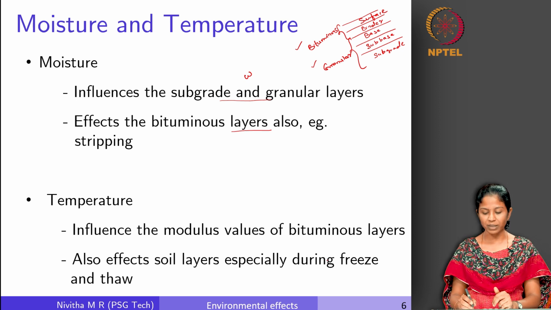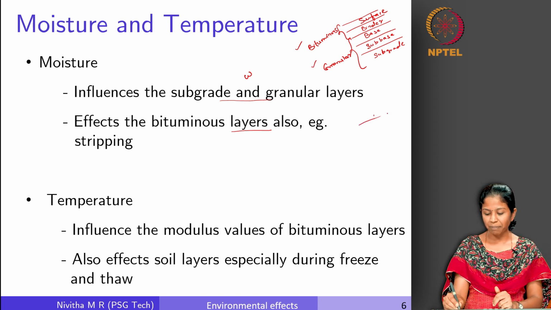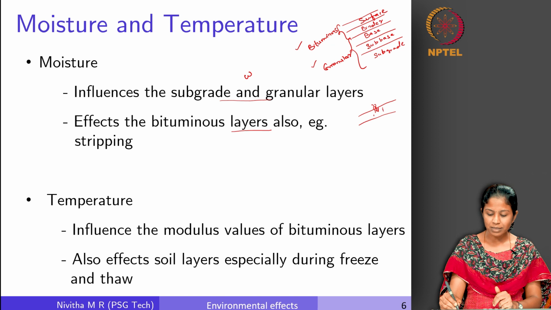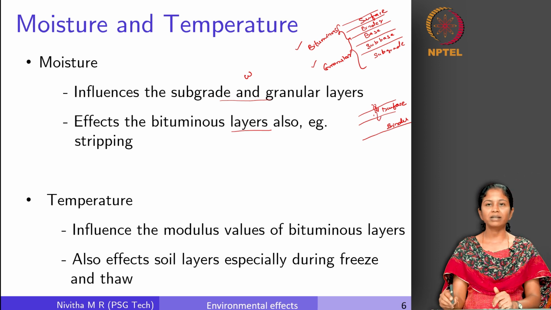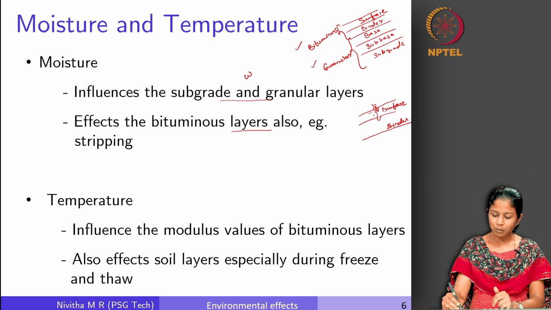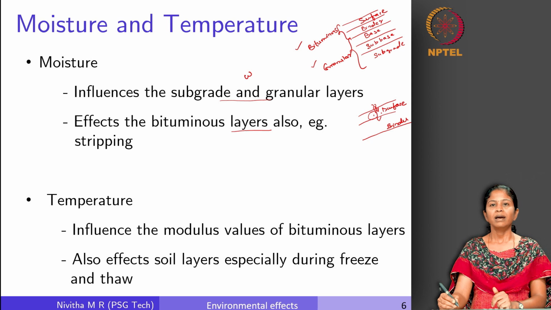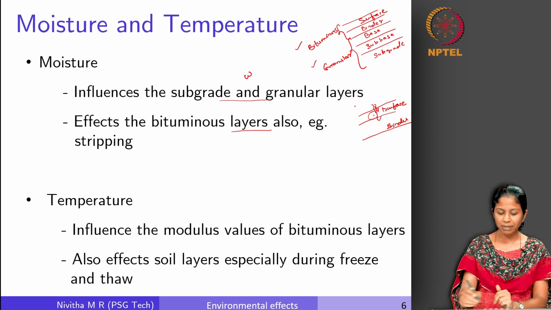What kind of influence? Once moisture enters into the pavement, let us say this is my surface irregularity, and water enters here, this is my surface course. Because of the interconnected air voids, it might reach the binder course or it may not. Once water is present inside the bituminous layer, there is a higher possibility for stripping to happen. So what do we mean by stripping here?